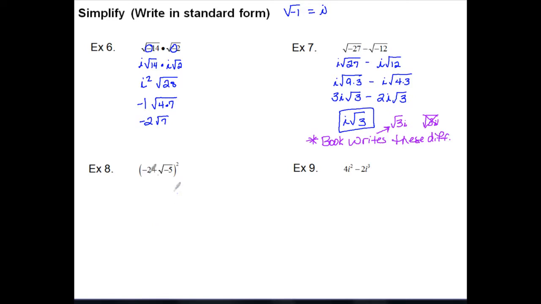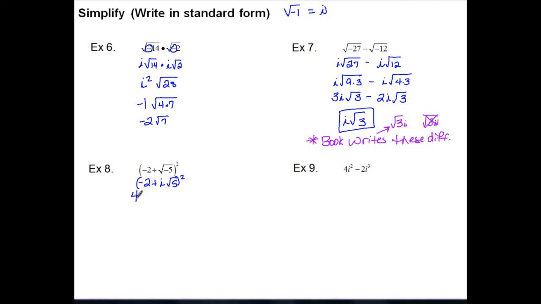Alright, moving along to number 8. Now, when you have something like this and you're going to square it, remember that means you're going to multiply it by itself. So let's go through our shortcut here. You're going to square negative 2, which is positive 4, and you're going to square the square root of negative 5. I need to pull the i out there first, don't I? So maybe we need to do that first. How about negative 2 plus i square root of 5, squared?